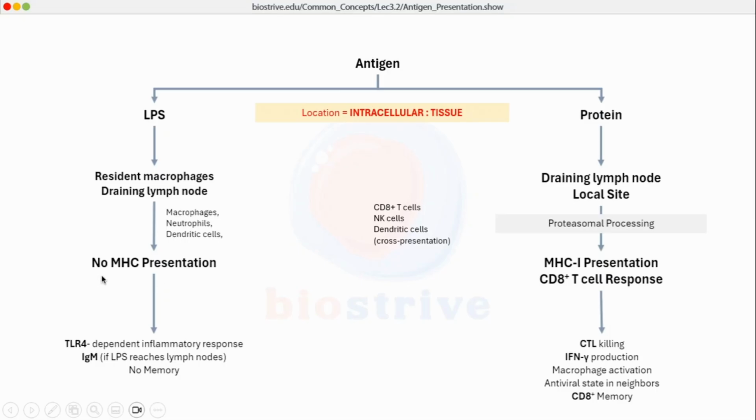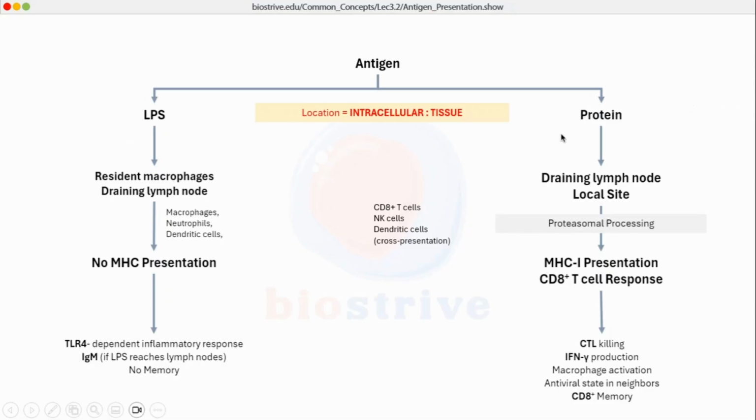There will be no MHC presentation. It is a T cell independent response. There will be only a B cell response. A TLR4 based inflammatory response is seen. There will be generation of antibodies. No class switching will be there. No memory B cells will be formed because the antigen type is LPS.